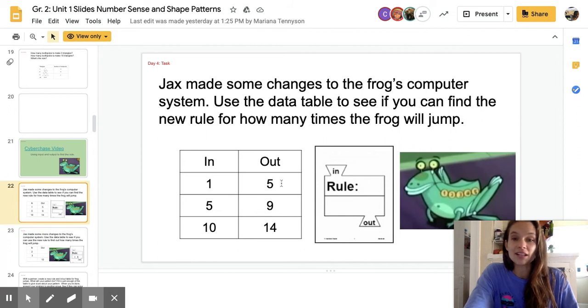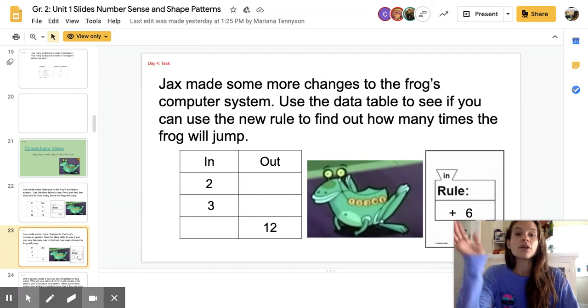The numbers are getting larger, right? To get from 1 to 5, 1 plus what number is 5? 4. And what's 5 plus 4? 9. And what's 10 plus 4? 14. So the new rule is +4.